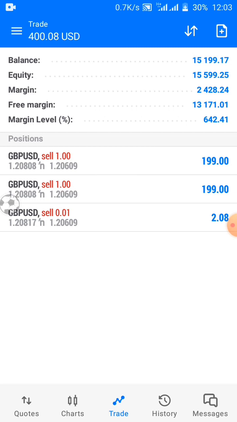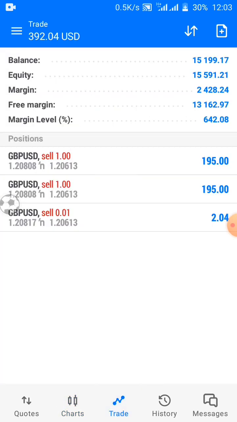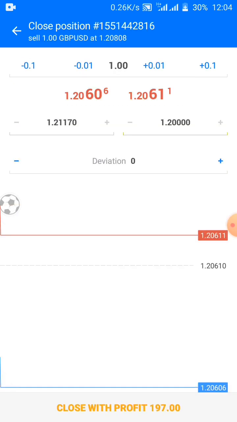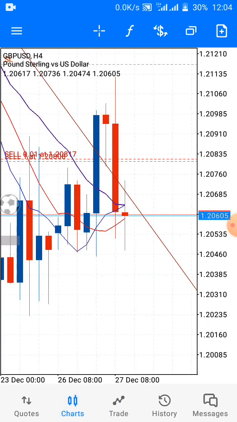Right now we are currently at 20 pips, and of course, as I always tell you, don't be too greedy. If you get 20 pips, 30 pips, then take some profits off. Take some profit off. I'm just going to leave that one there.